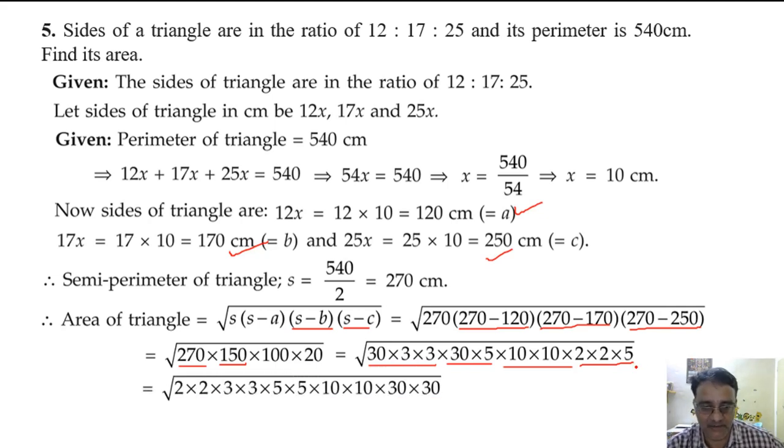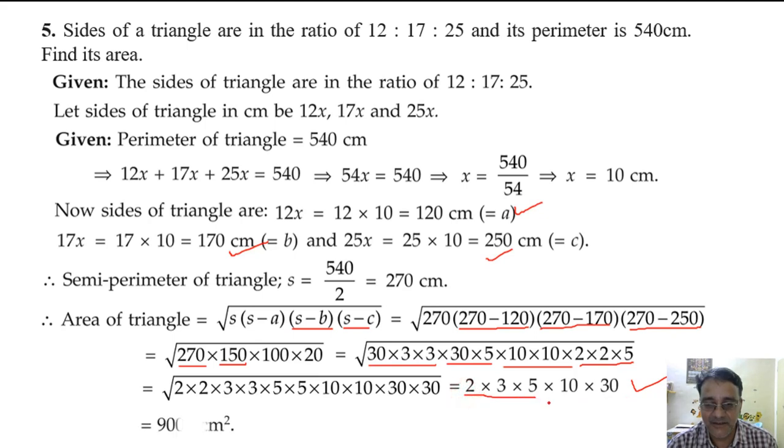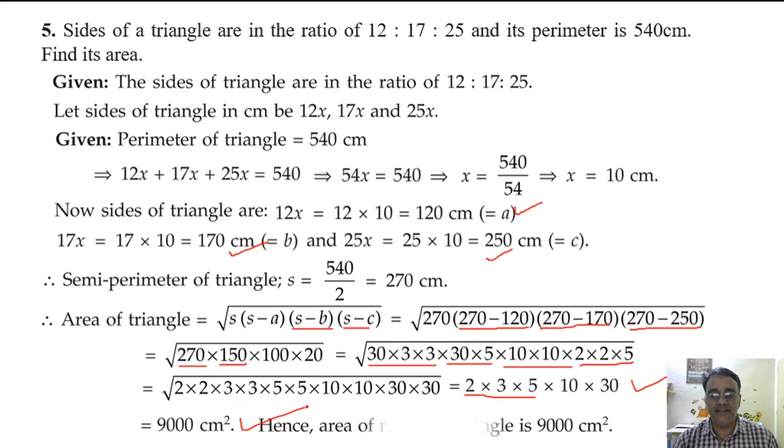We will write together, that will be better. So 2 is there twice, 3 twice, 5 also, 10 also and 30. So everything is double, right? So we will write one each when we take the square root. So 2 into 3 into 5 into 10 into 30 is the answer. Now what will be the final answer? 9,000. Right, 9,000 centimeters square. Hence, the area of the required triangle is 9,000 centimeters square.